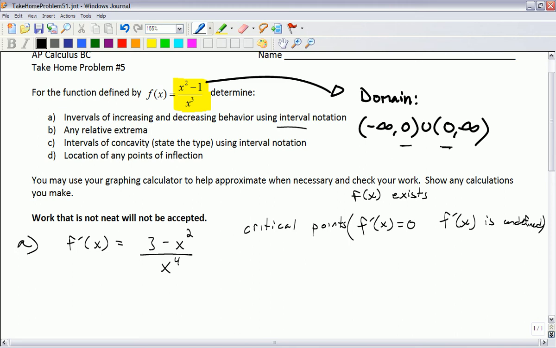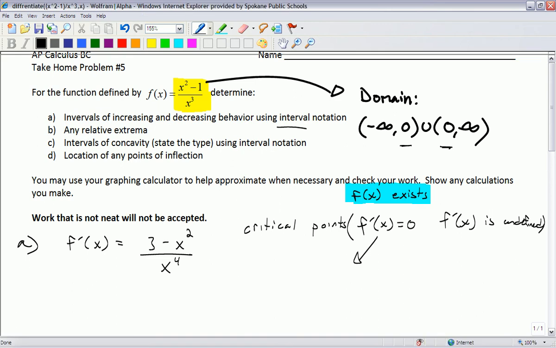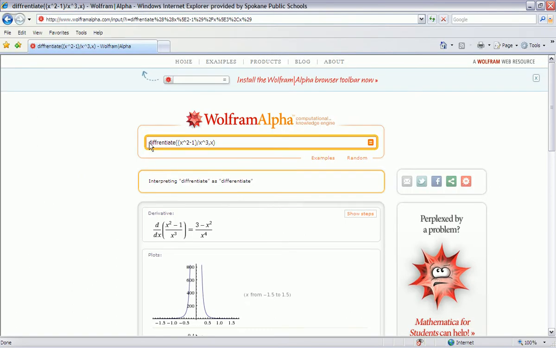But it would be inaccurate to say that at x equals 0 there's a critical point, and that's because this is a qualification for being a critical point. Your function exists there. So the only critical point we're going to have is going to be revealed when our derivative is 0. So I'll just ask Wolfram to tell me when the derivative is 0. So we'll just throw in a solve in front of this.